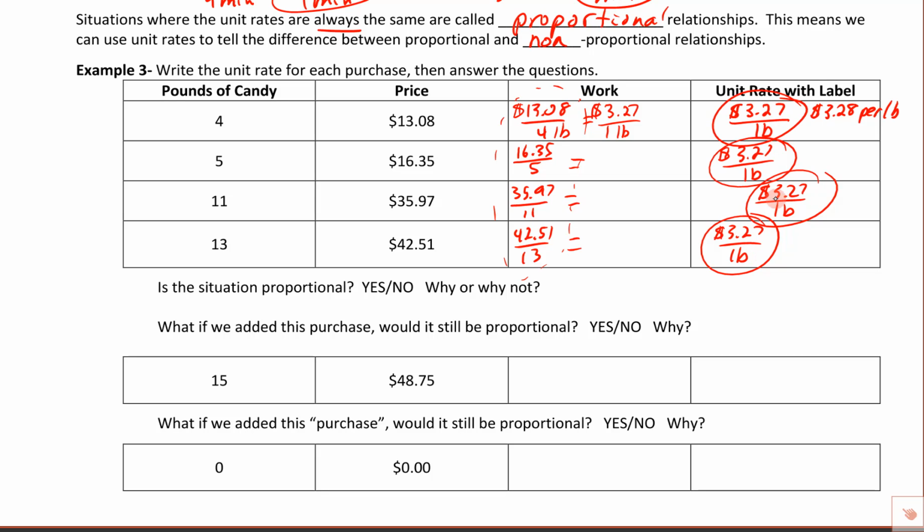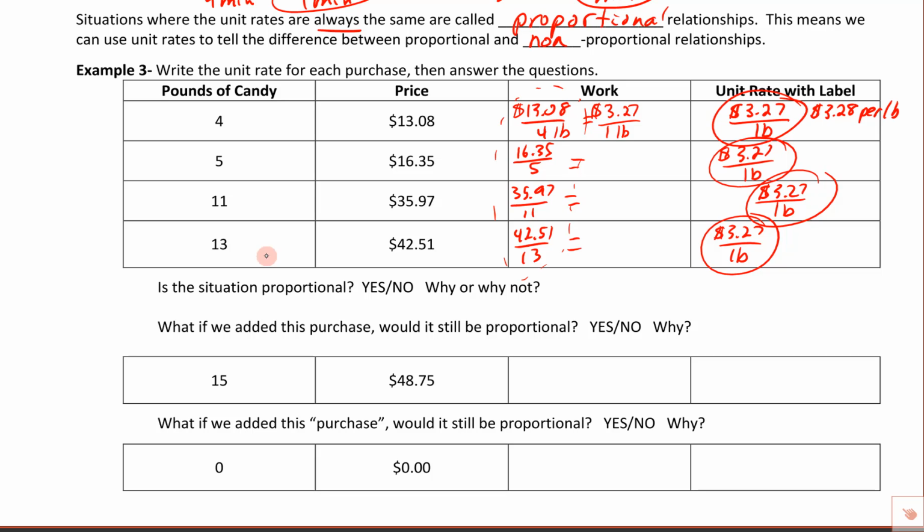Now, we've come over here and we've written down the unit rate for each one of these. So what this means is every single time we buy a pound of candy, it costs us $3.27. It doesn't matter whether we're buying 13 pounds or 10 pounds or 3 pounds or 5 pounds or whatever it is. We're going to pay $3.27 per pound.